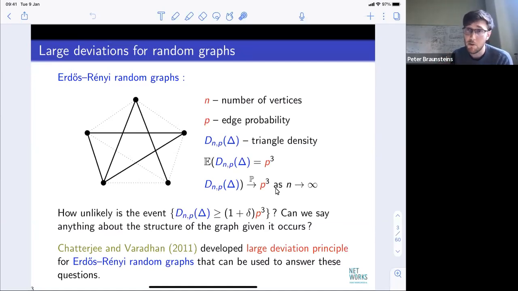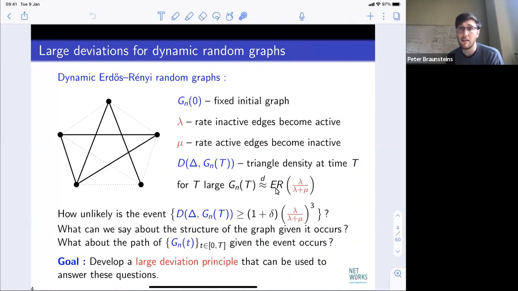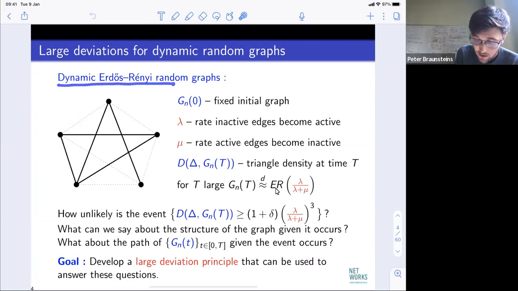So these had been open questions for quite a long period of time, but they were finally answered by Chatterjee and Varadhan in 2011. And they used a large deviation principle for Erdős-Rényi random graphs to answer these questions. Okay. So in this talk, we're going to be considering the dynamic equivalent. Okay, so we're going to consider dynamic Erdős-Rényi random graphs.